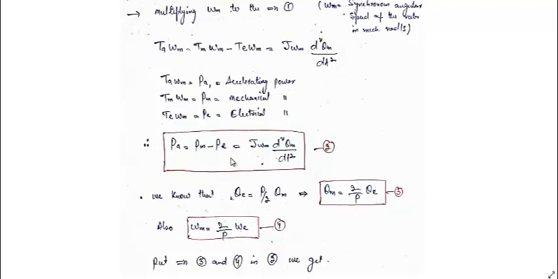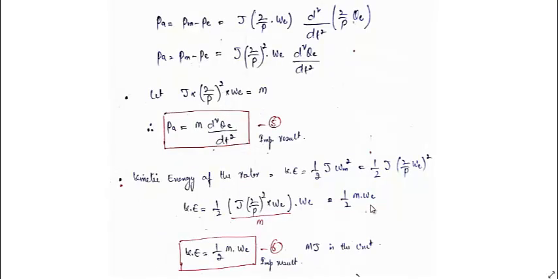So I'll put this equation, that is this omega m: in place of omega m I will write 2 by p omega e, and in place of theta m I will write 2 by p theta e. So the equation becomes like this: pa is equal to pm minus pe, equal to j into 2 by p omega e, del square by del t square into 2 by p into theta e.